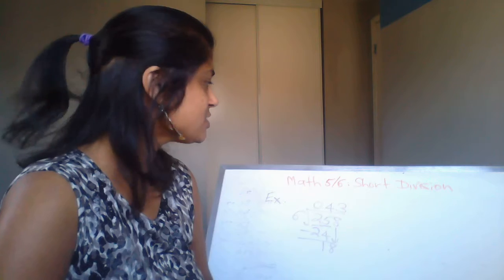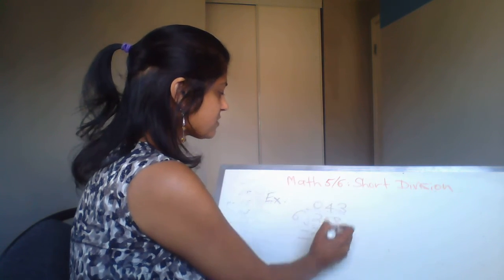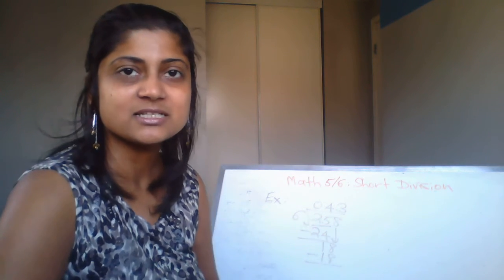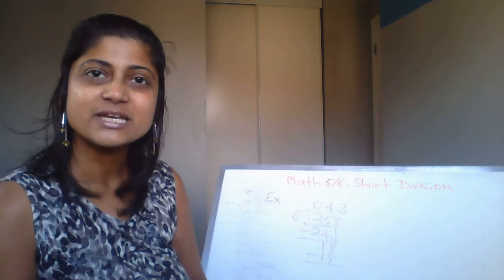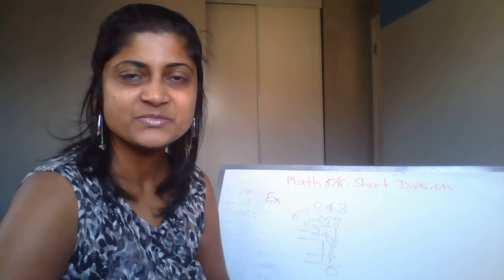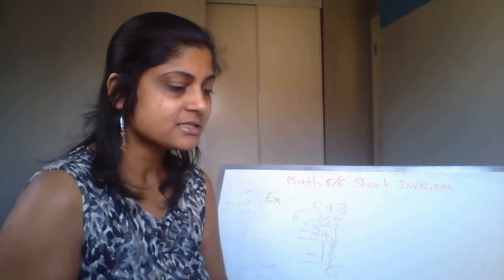As soon as you write the number on top, I'm going to just multiply. So 6 times 3 here, 18. And I'm going to subtract the two numbers in my last step here. So 18 minus 18, which is equal to 0. So again, I can see the remainder is 0. This is short division.